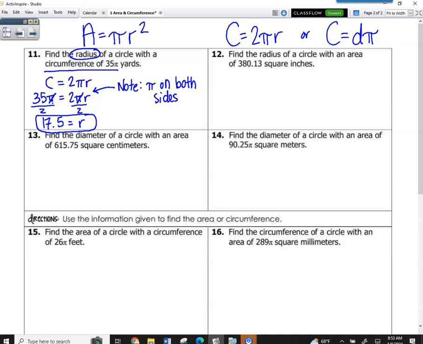So, it looks like you worked out both of the pies. How did you work out both of the pies?